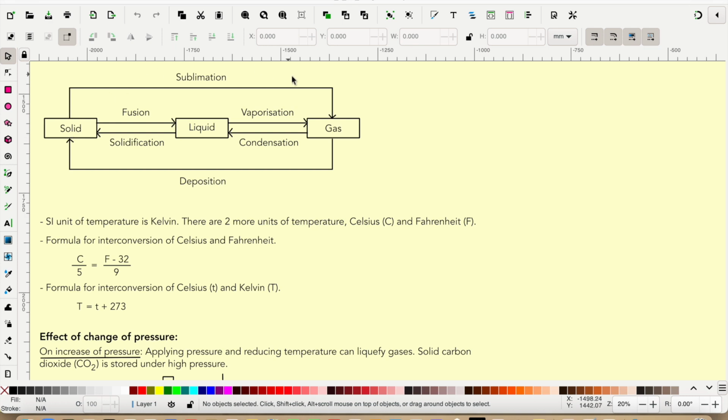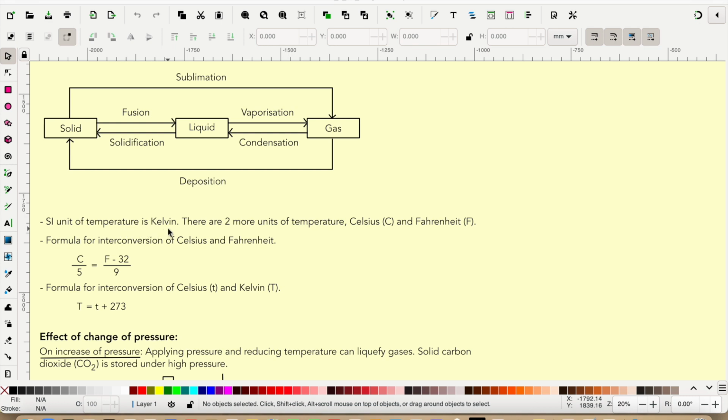It is possible to change solid directly to gas or gas directly to solid, bypassing the liquid state. The process of solid changing to gas is called sublimation and gas changing to solid is called deposition.